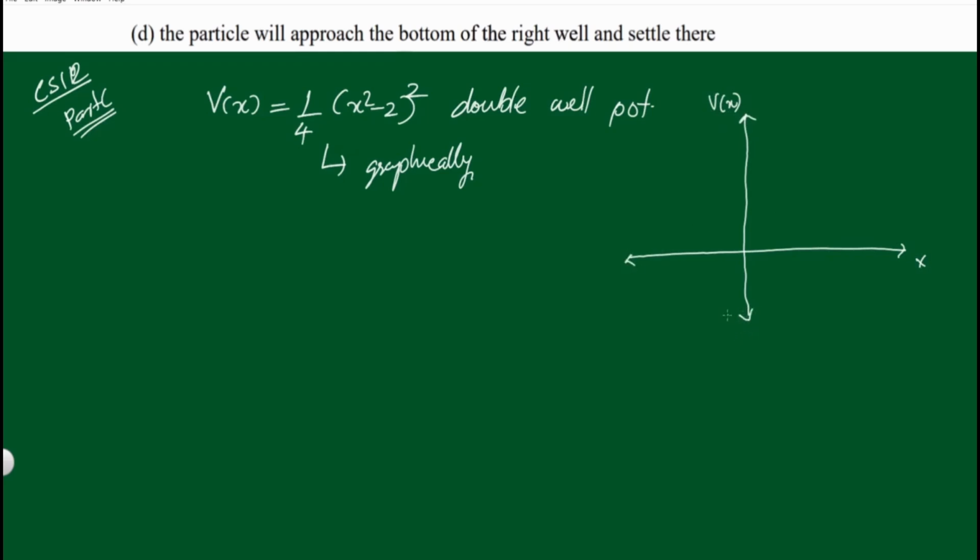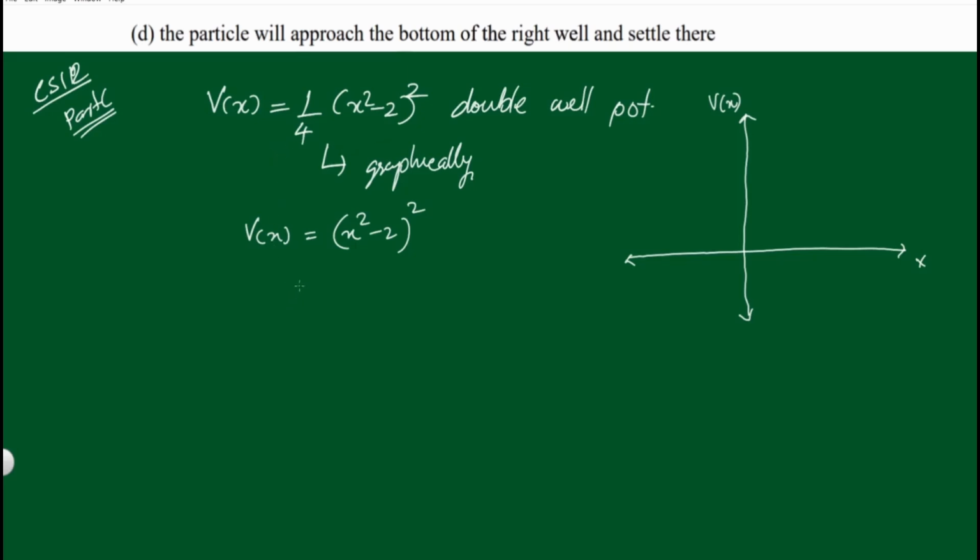Okay, now I want to plot this function. Right now I am not considering the 1 by 4 term. I am taking V of x equal to (x square minus 2) all square. I am neglecting the 1 by 4 term just to simplify the problem. If I remove this 1 by 4 term, the shape of the graph will not change. What I want is just to know how this potential varies with respect to x.